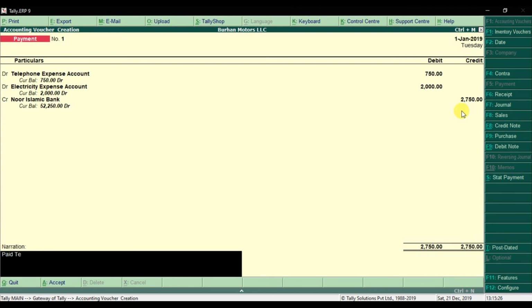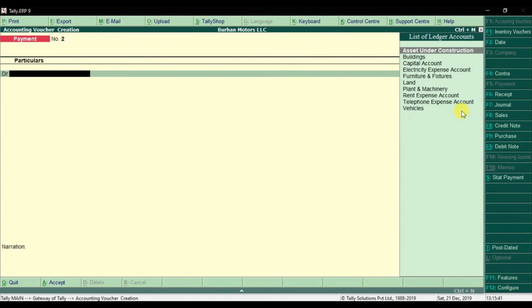Paid telephone and electricity bill for the month of January 2019. Enter, enter, save it. Clear? Any question? Yes or no?